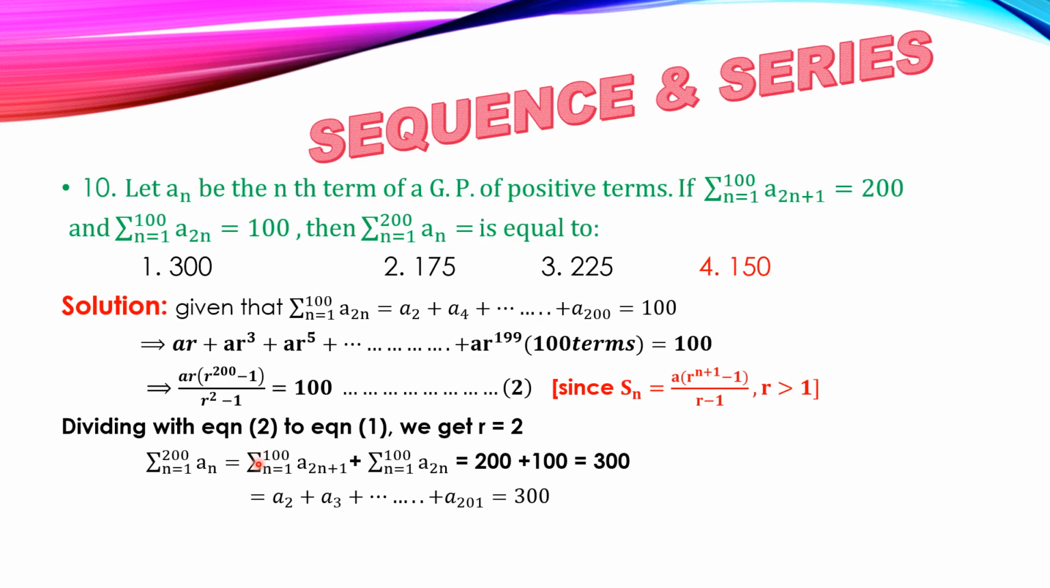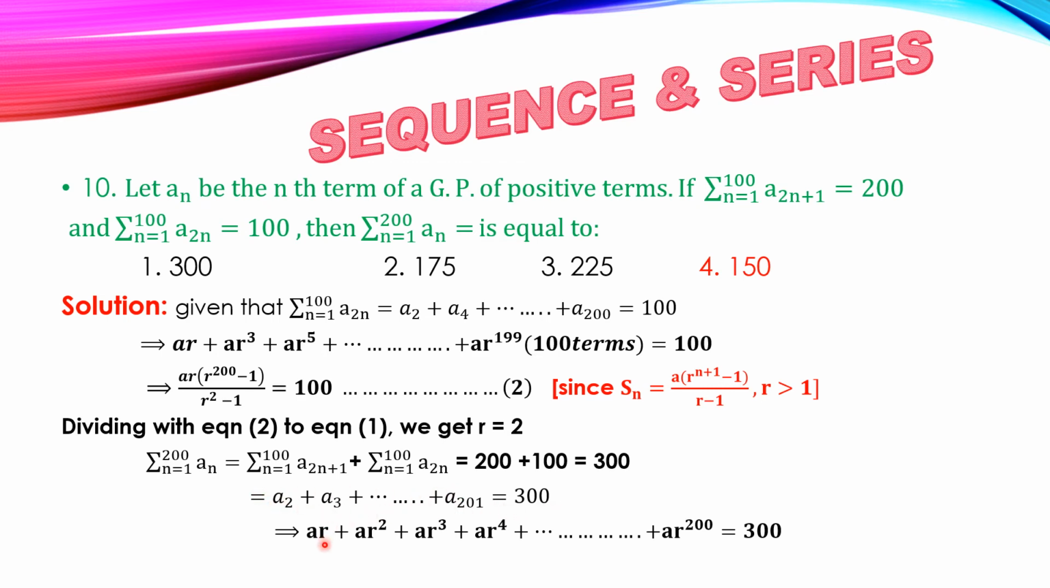Now we write total terms in both expansions together, that is a2 plus a3 plus and so on plus a201, that equals the RHS value 300. And the original terms in this equation are ar square, ar cube and so on up to a into r to the power of 200, because this is in GP. Now here an is a positive term in the GP. We observe clearly a2 is a positive term, a3 is a positive term, up to a201 is a positive term. Now both terms are in GP.